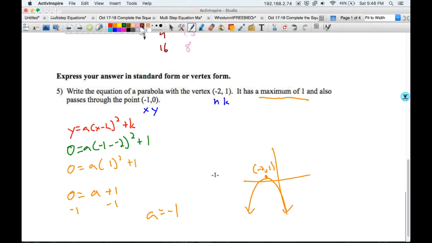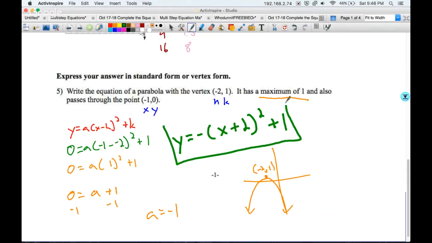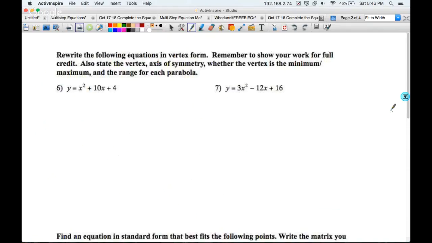Let's write out our final equation for this one. y equals a value of -1, just put a negative there. The x and the y have to go back, so it's just x minus a -2, we'll say plus 2, squared plus 1. All right.